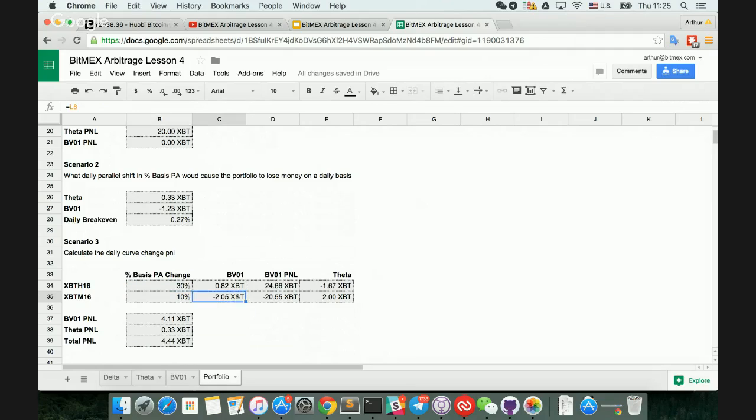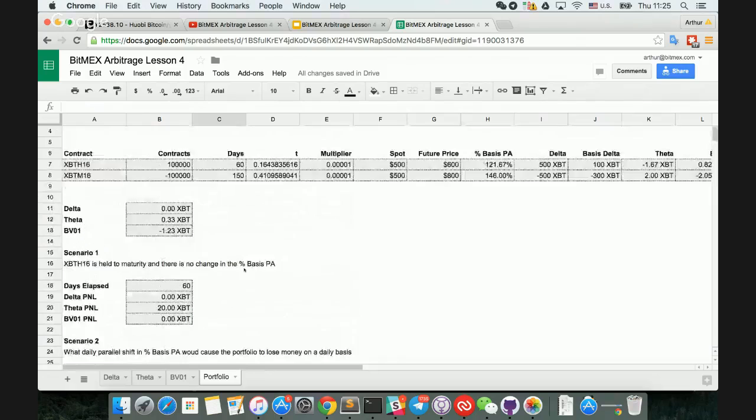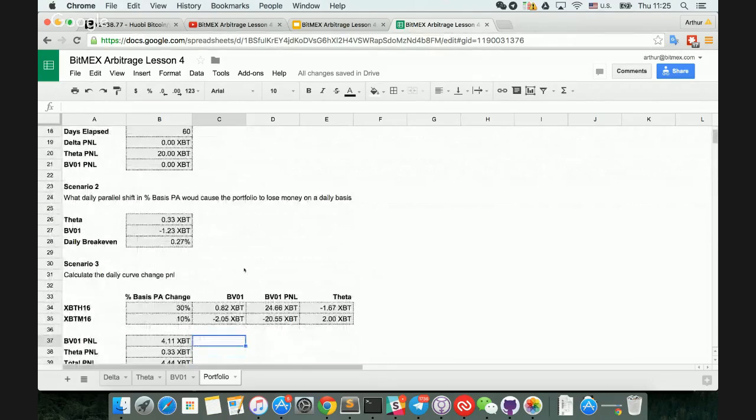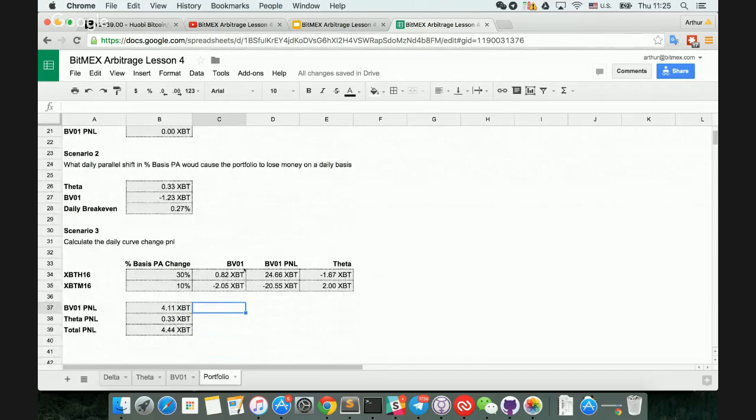Now, these are things that you want to do before you put on a trade. If you see a situation that looks attractive, you should model it out and take a look at what could cause your portfolio to blow up before the trade thesis that you have plays out.